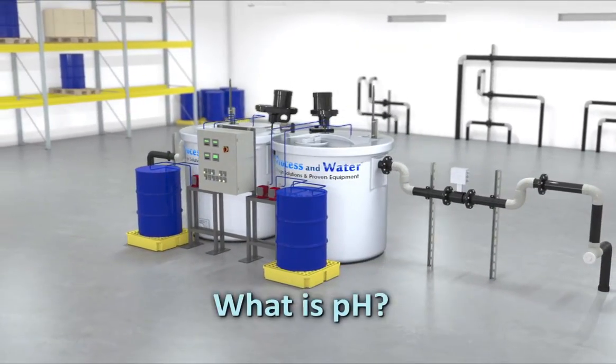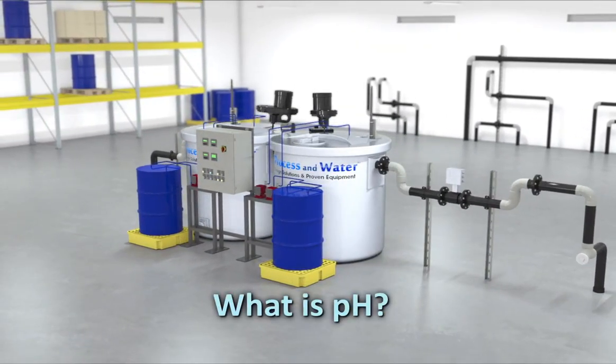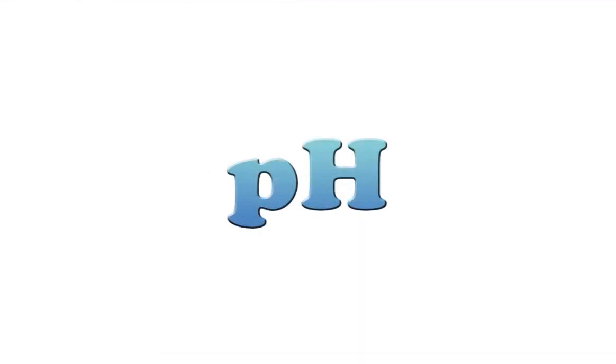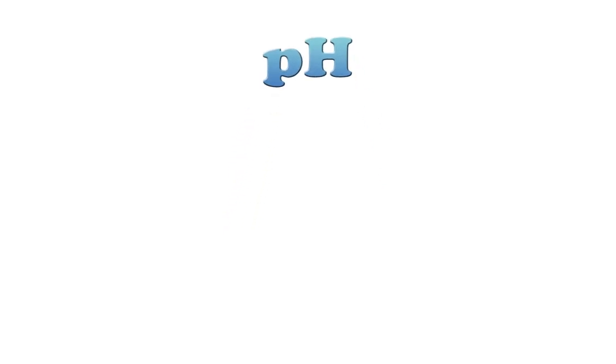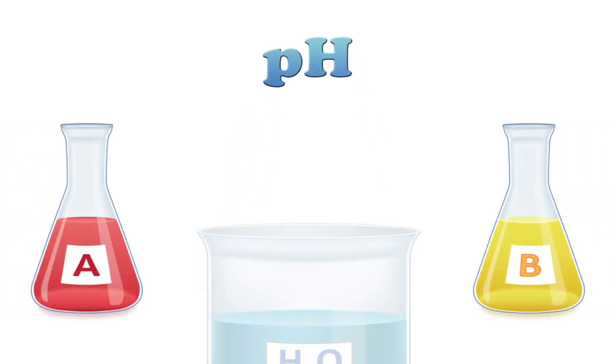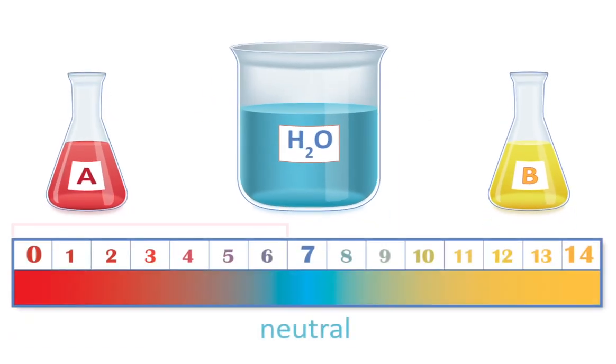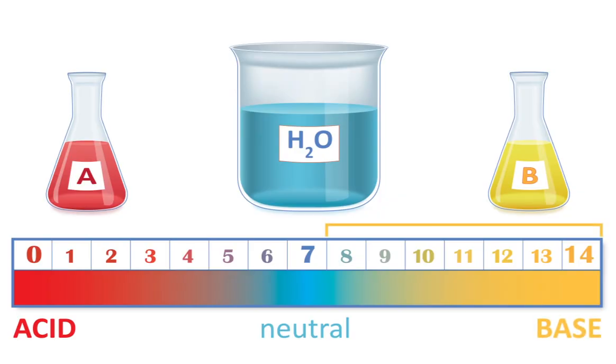So, what is pH? In more practical terms, although not technically correct in all cases, pH is the measure of acidity or alkalinity of water. Measured on a scale of 0 to 14, solutions with a pH of less than 7 are acids, while solutions with a pH of greater than 7 are bases.